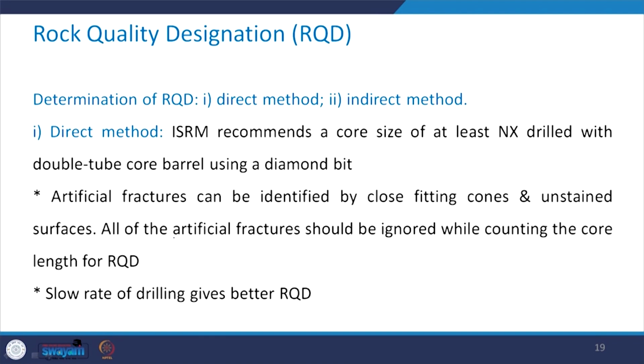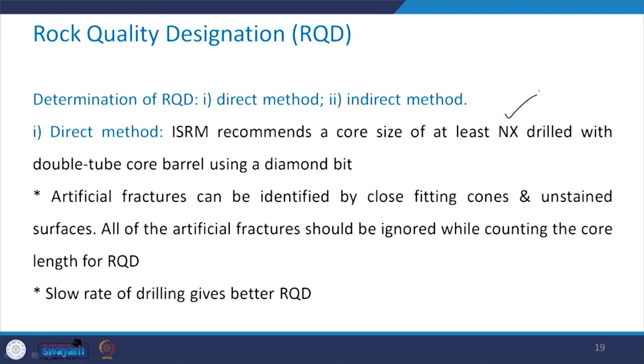Now, how to determine this RQD? We have different methods. The first one is the direct method and the second one is the indirect method. As far as direct methods are concerned, I just explained to you that we need to go for coring using a double tube core barrel with the help of a diamond drill bit, and at least NX size drilled core should be there.